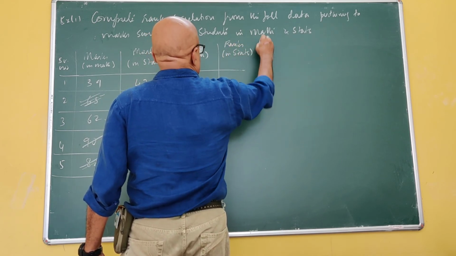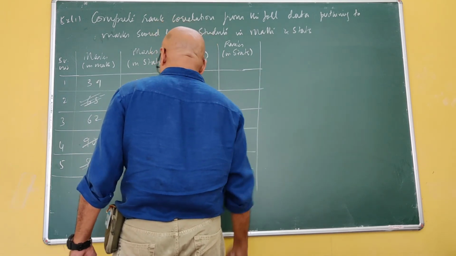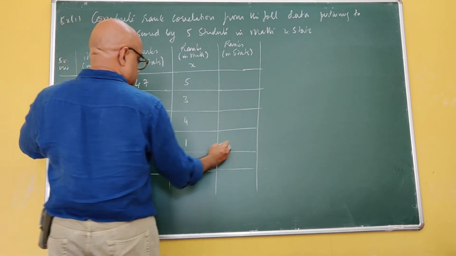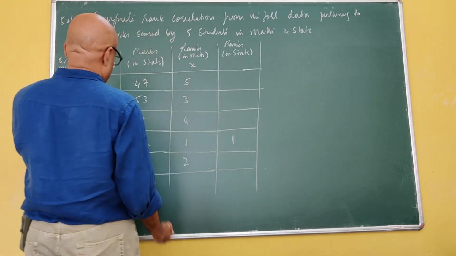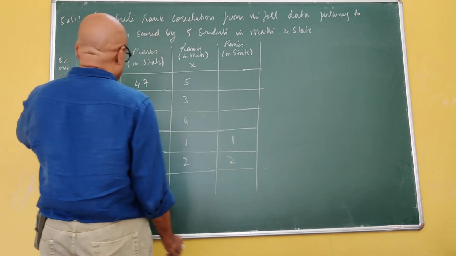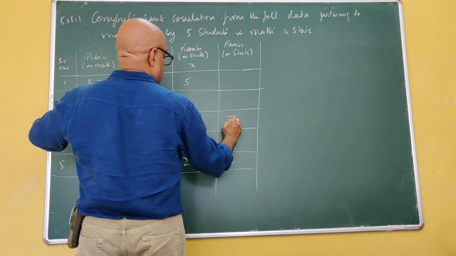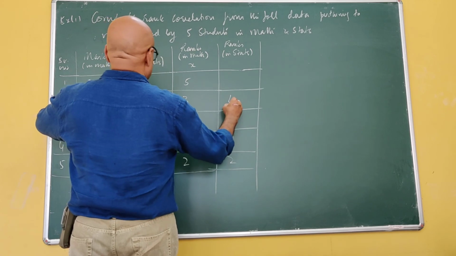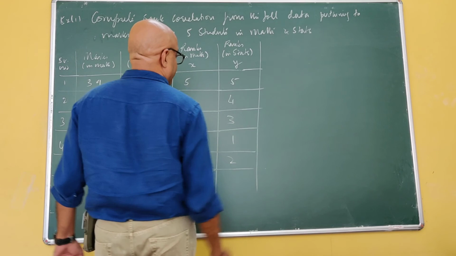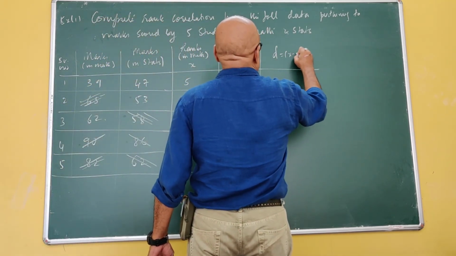What about the ranks in stats? Ranks in stats can likewise be written very easily. The highest is 1, the second highest is 2, the third highest is this guy, 3, the fourth is this guy, and the fifth is the same, this guy. This is your Y. Now D you are going to write as X minus Y.